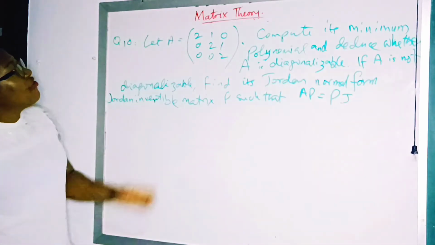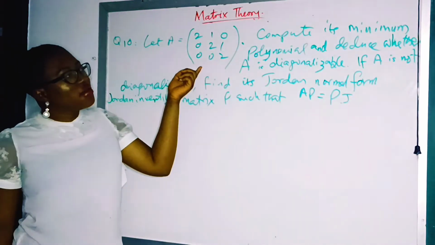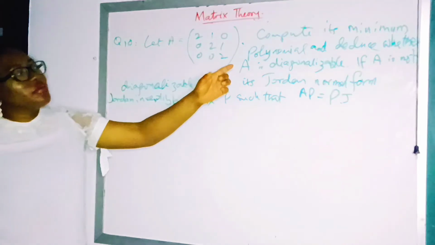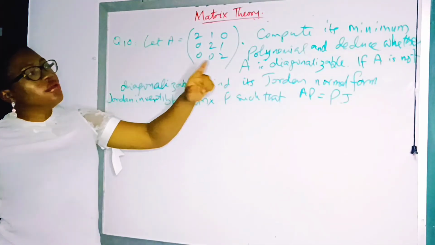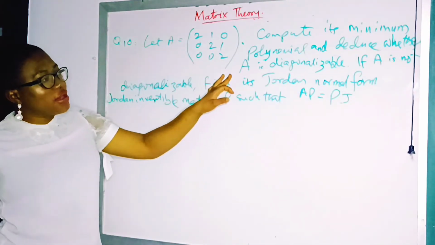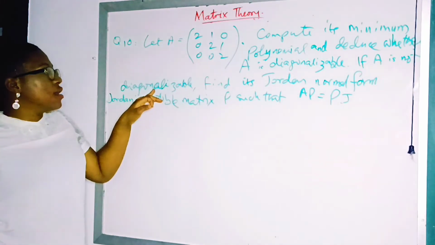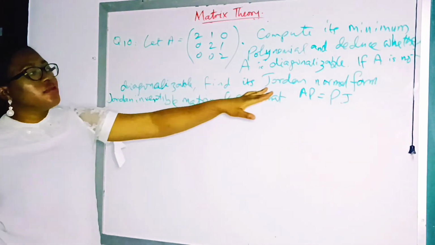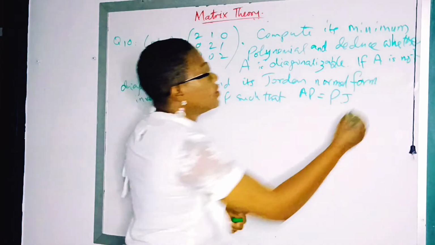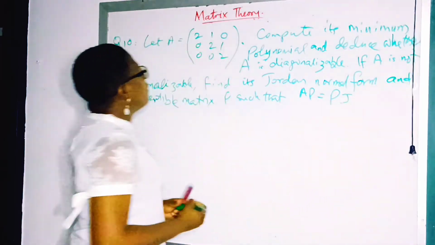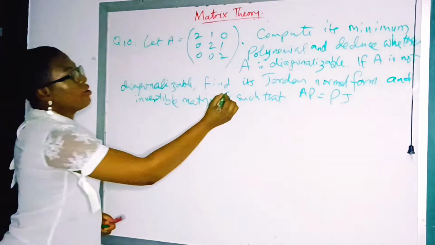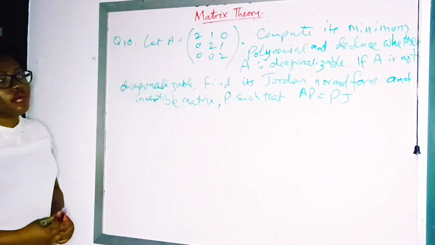So here we have a matrix. We are supposed to compute its minimal polynomial and deduce whether it is diagonalizable. If it is not diagonalizable, then we find its Jordan normal form and the invertible matrix P such that AP is equal to PJ.